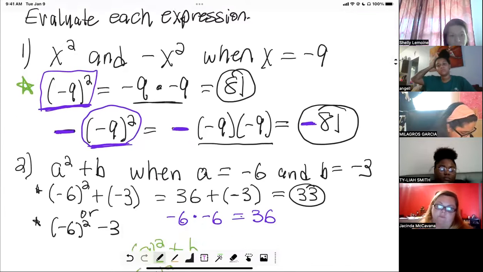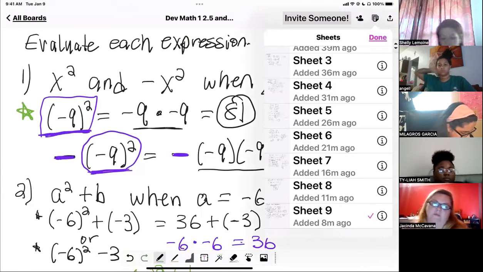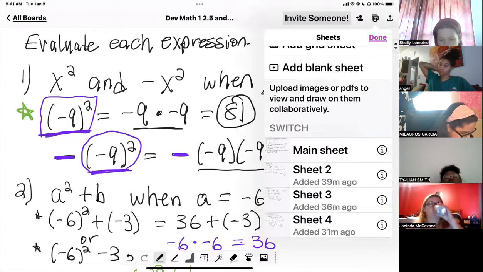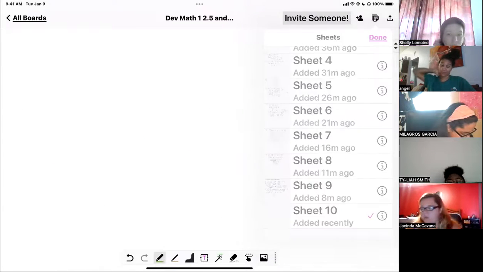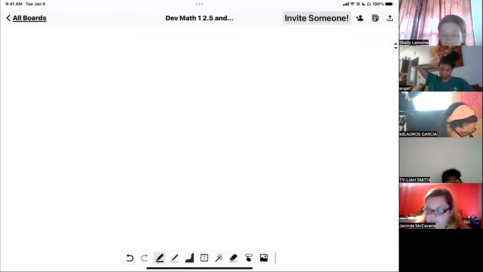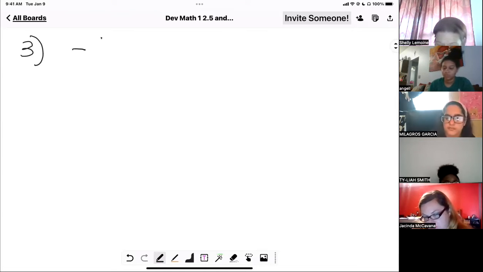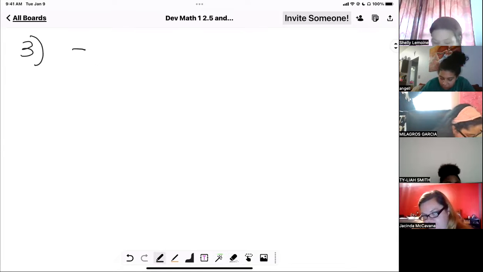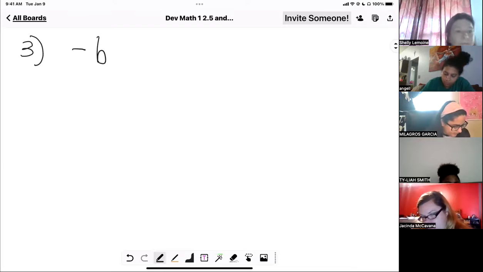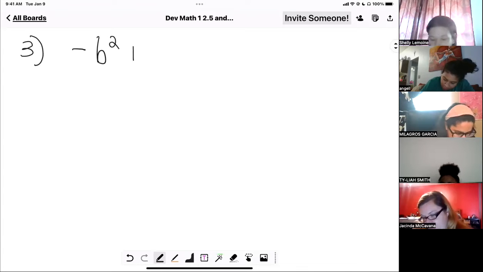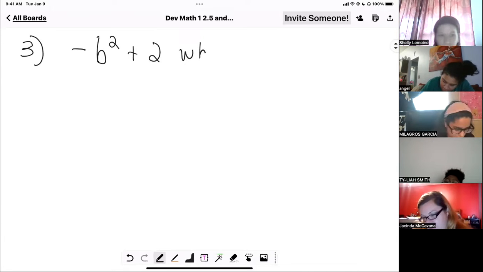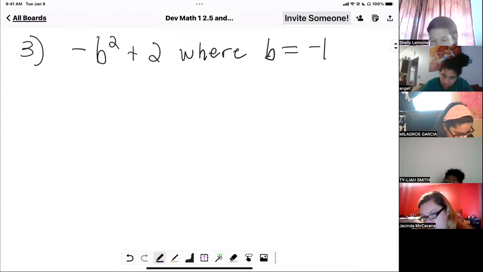Let me do another problem. Let's look at it again, because this is probably one of the most confusing things. I agree. Okay, so let me go back to black. Let's do another problem. Let's say I want negative b squared plus 2, where b equals -1.